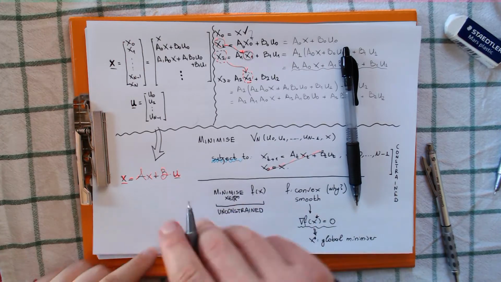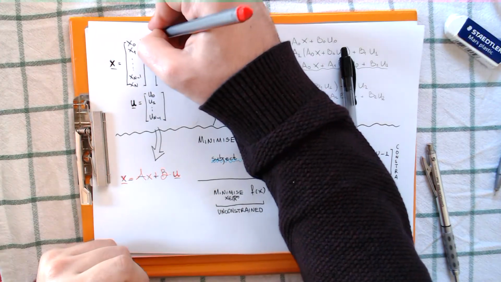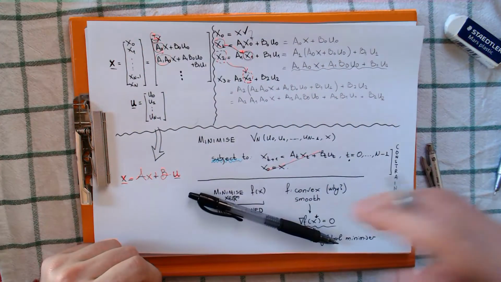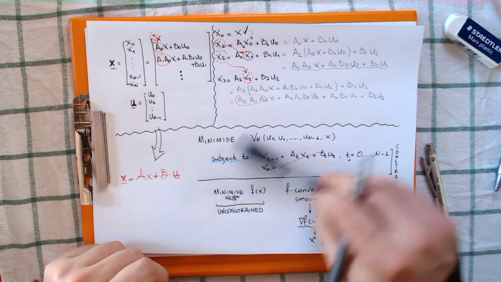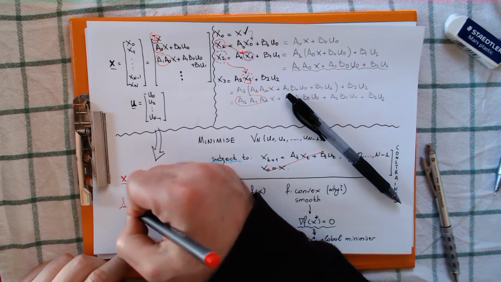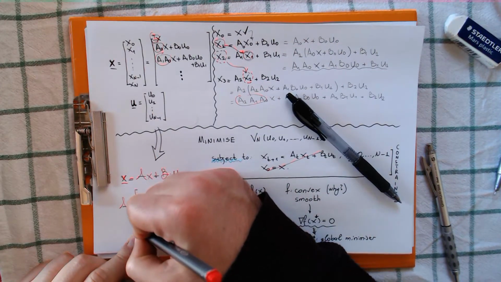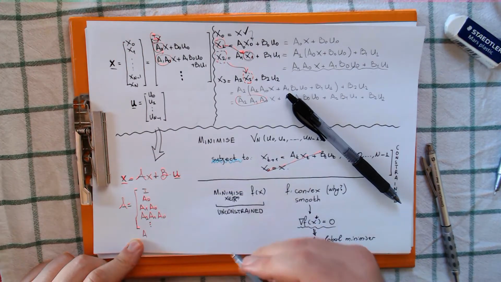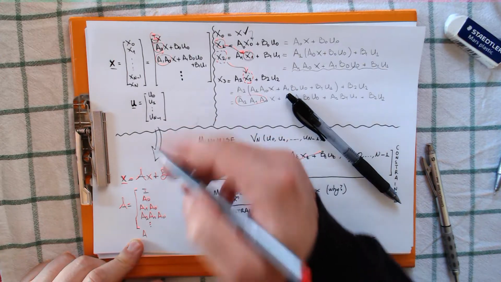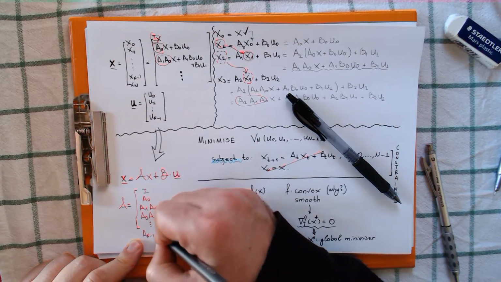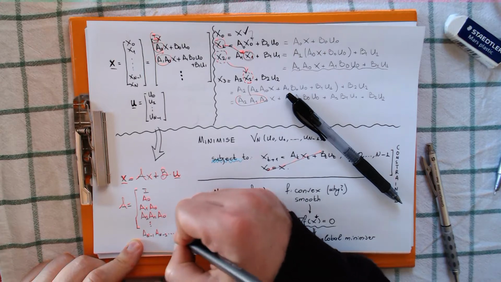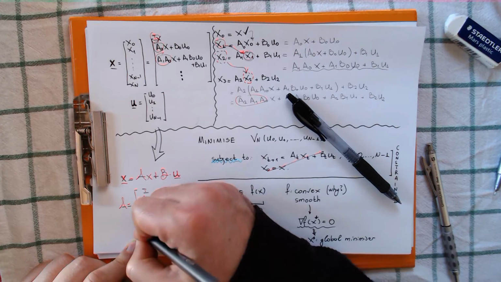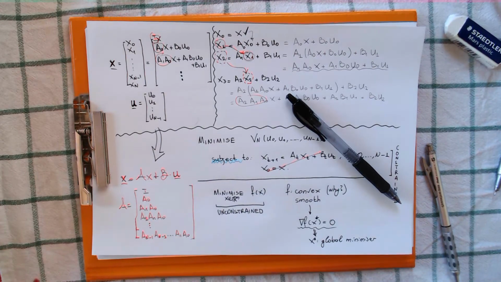And what is this A calligraphic? Note here we have identity, A0, A1, A0, A2, A1, A0, and so on. So this matrix A calligraphic is simply, and then as we go down it will be A n-1, A n-2, A1, A0. So this is matrix A calligraphic.